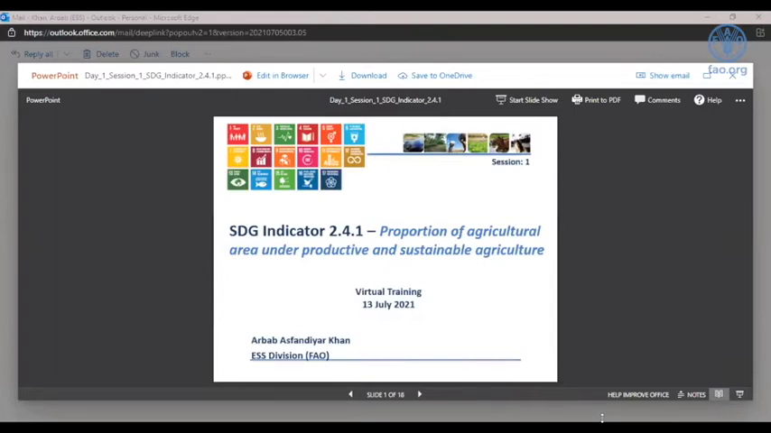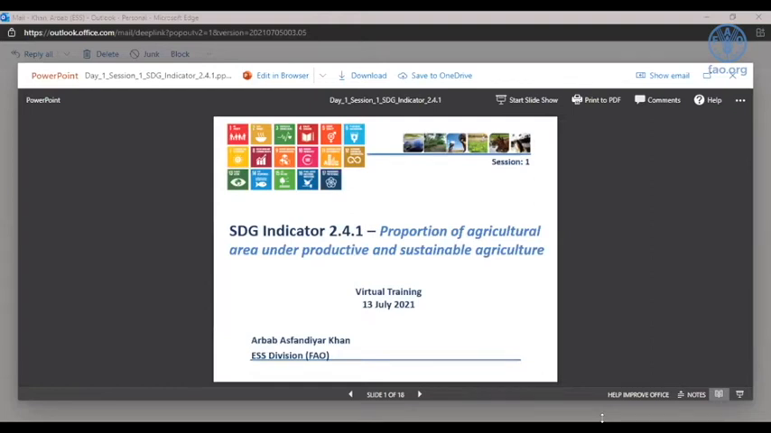So with that understanding in mind, today we will cover broadly in general terms SDG indicator 2.4.1, and then we will go into the data collection part. For the analysis, we will discuss it tomorrow and the day after in more detail. So the objectives of this training.